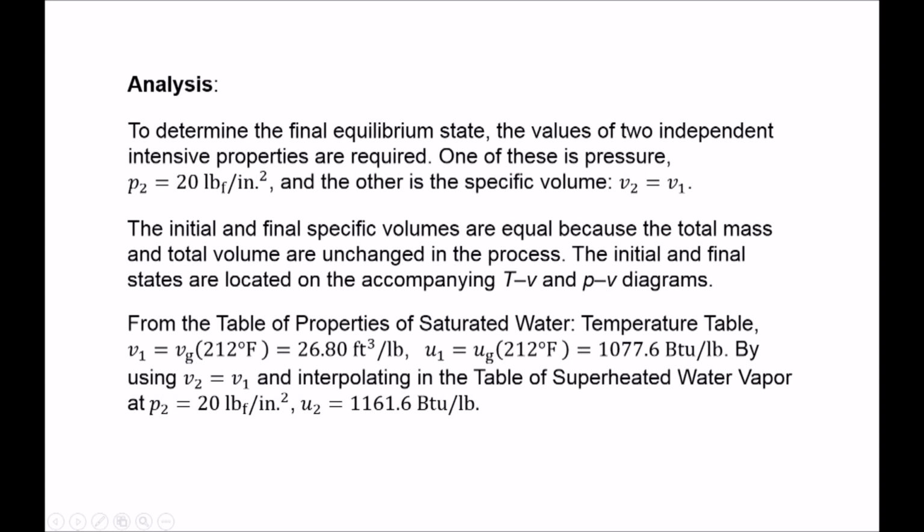By using small v sub 2 equals small v sub 1 and interpolating the table of superheated water vapor at a pressure P sub 2 equal to 20 pounds force per square inch, small u sub 2 equals 1161.6 BTU per pound, and T sub 2 equals 445 degrees Fahrenheit. This is the first answer we were seeking, the temperature of the water in the final state 2.